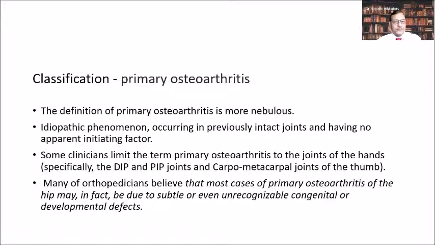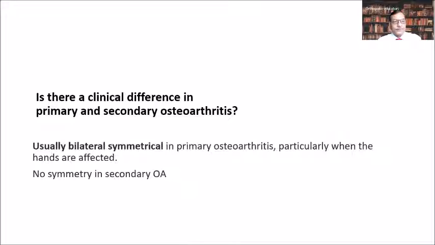Many clinicians want to limit the term primary osteoarthritis to the joints of the hands, which are non-weight bearing: DIP, PIP, and the carpometacarpal joints. Many orthopedicians believe that most cases of primary osteoarthritis that we see in the hip may be due to subtle or sometimes unrecognizable congenital or developmental defects.